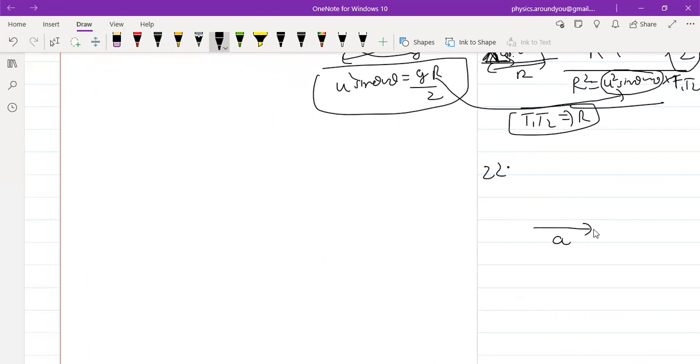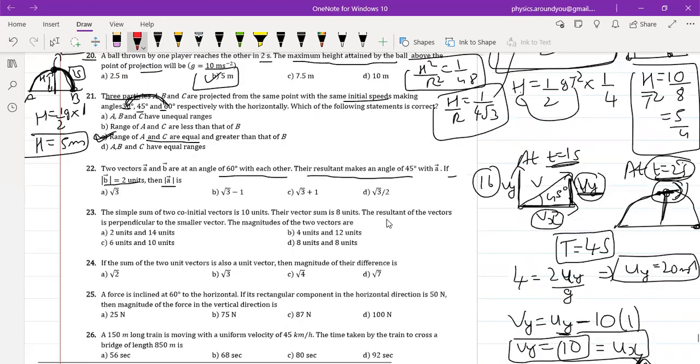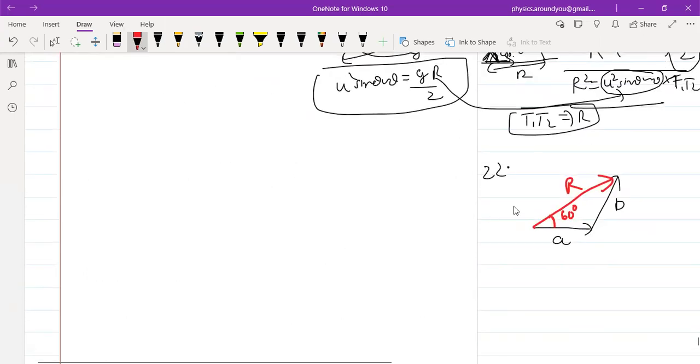There is an A vector and there is a B vector. The resultant of these makes an angle of, I think my bad, I missed the key point. Resultant makes 45 degree. This resultant makes 45 degree, whereas the two vectors themselves make an angle of 60 degree with each other. This is the given data, and they have also given the value of B. The value of B is 2.